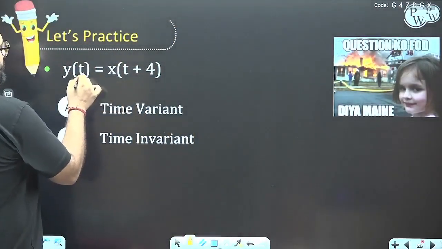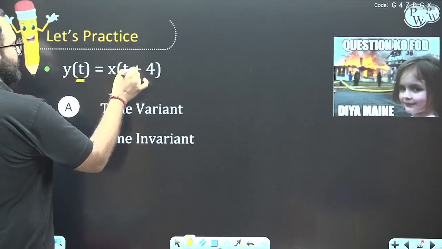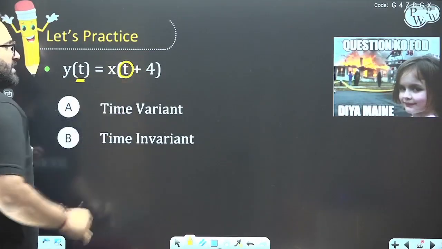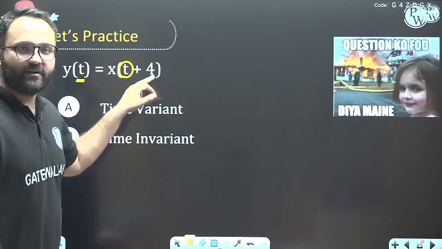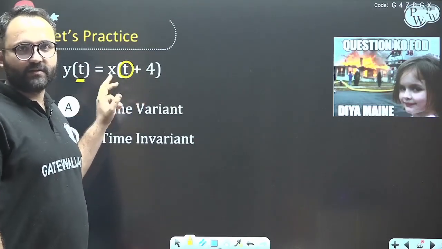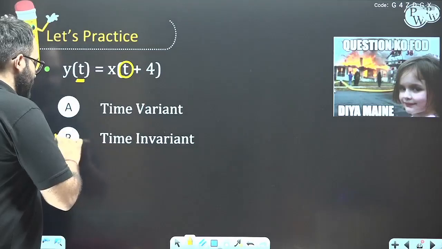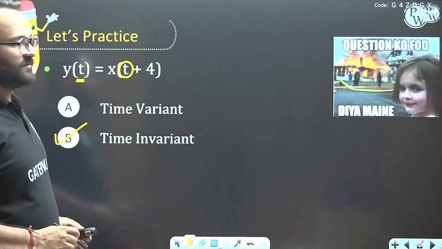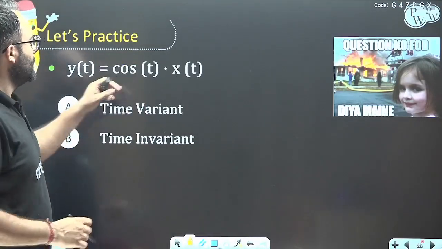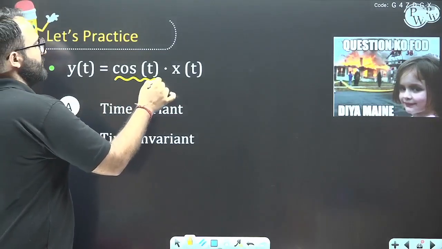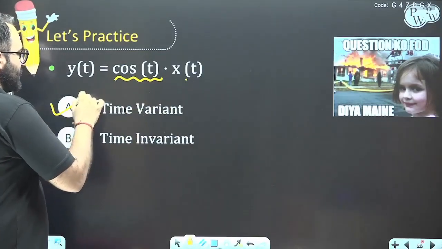So here we can see that variable is t. Here also we have variable t only. We have not done any manipulation in variable t, only we have added 4. But variable t is intact. Okay, there is no issue in it. So it is a time invariant system. Next, here we have a time dependent term getting multiplied with x(t). So it is time variant.